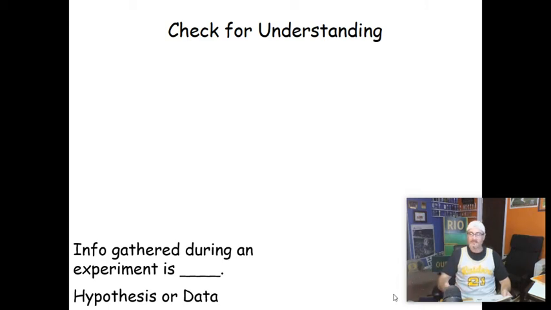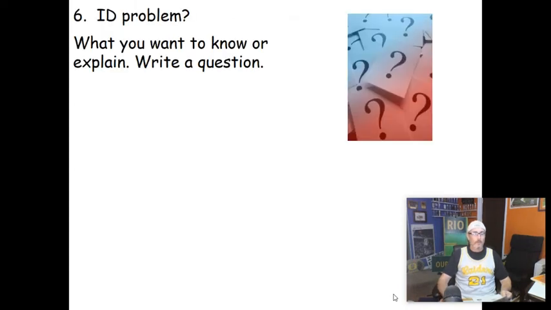Obviously, if you know what the answers are right away, rock on. You're a rock star. You're probably going to get an A in my class. But if you don't know what the answer is, please take an opportunity to go back and look it up. Okay, identifying the problem. It's what you want to know or what you want explained. You write a question.